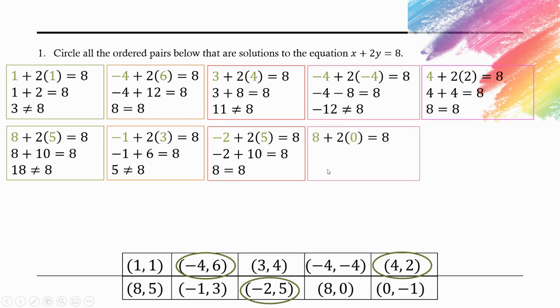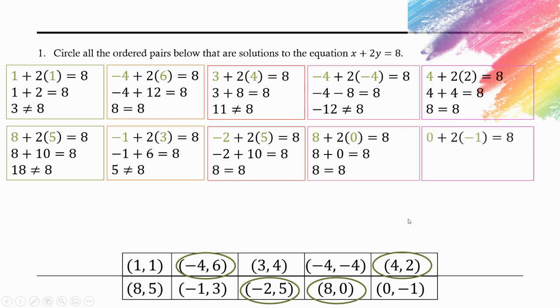8 plus 2 times 0. So we're testing 8, 0. 2 times 0 is 0. 8 plus 0 is 8. So this also satisfies the equation. Lastly, we can test 0, negative 1. If I put 0 in for x and negative 1 for y, we're getting 0 minus 2, which is negative 2. That does not satisfy the equation.